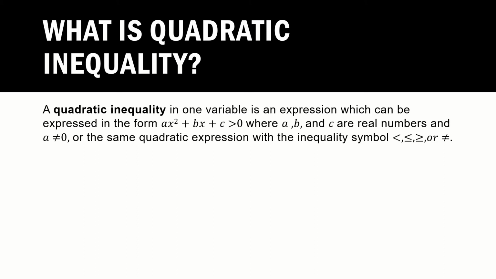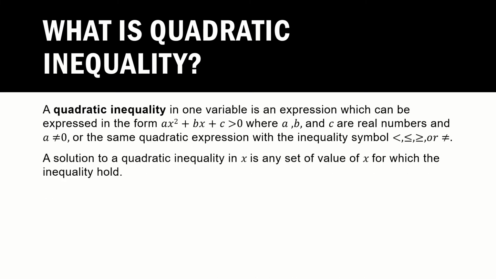ax squared plus bx plus c is greater than 0, where a, b, and c are real numbers and a must not be equal to 0, or the same quadratic expression with the inequality symbol less than or equal to, greater than or equal to, or not equal to. A solution to a quadratic inequality in x is any set of values of x for which the inequality holds.